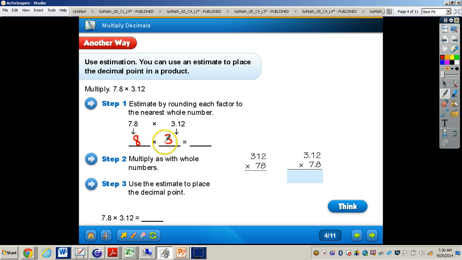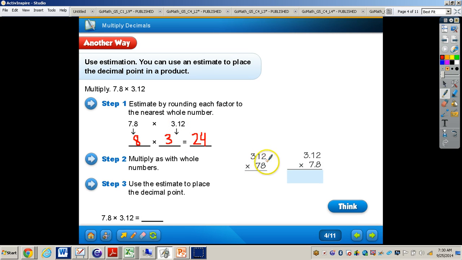We have 8 and 3. It's going to give you 24. Now the next thing that we can do is eliminate those decimal points and not even think of them as being there. So we have 312 times 78. Let's work through this problem together.